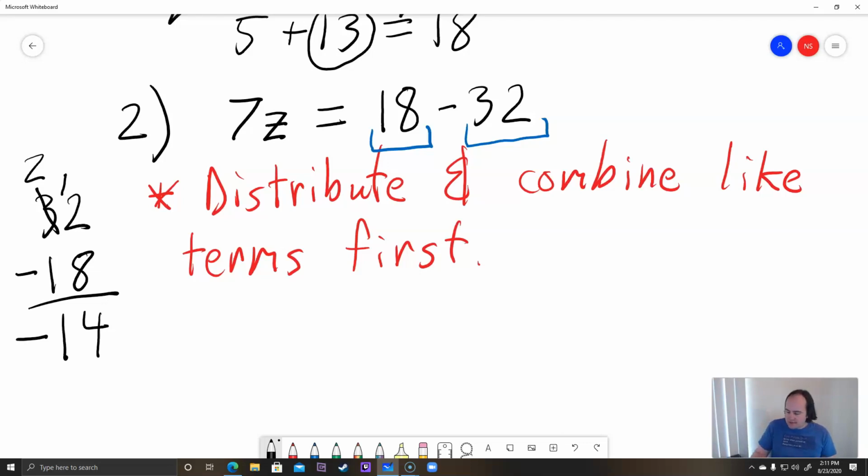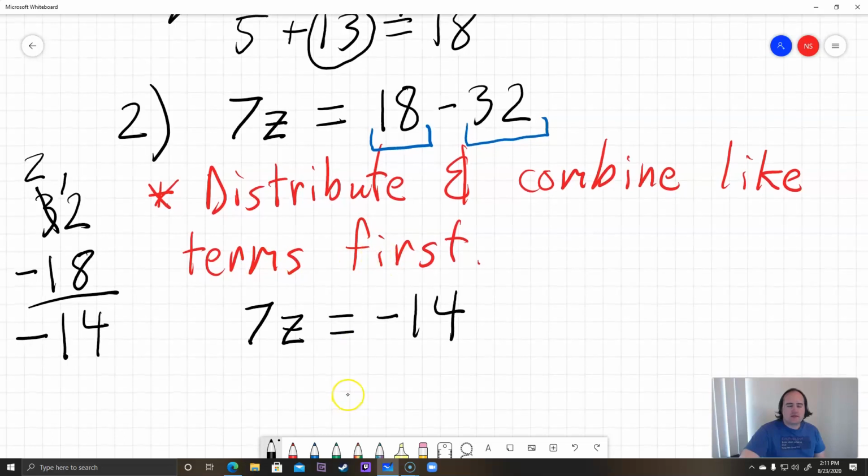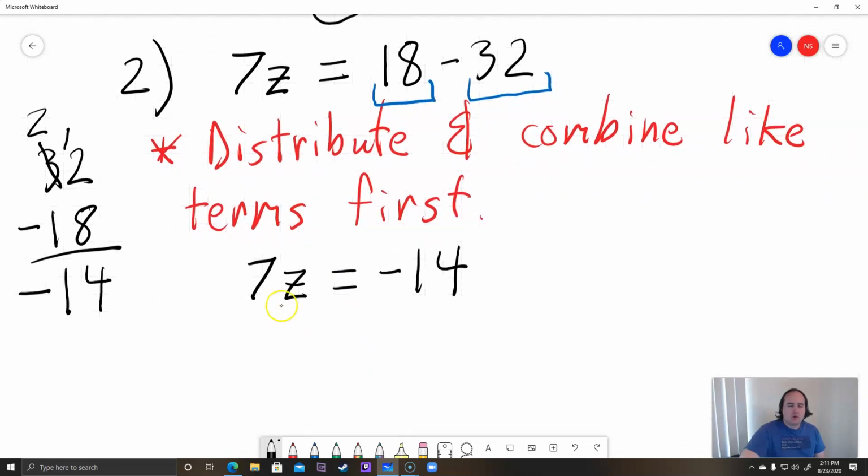Okay, so our new equation here is going to be 7z equals 18 minus 32, we just said, is negative 14. Okay, so 7z equals negative 14. Okay, so we took care of simplifying. There was nothing to distribute, but we did need to combine like terms first. And then for the rest of this problem, we're going to actually have to get rid of this 7.